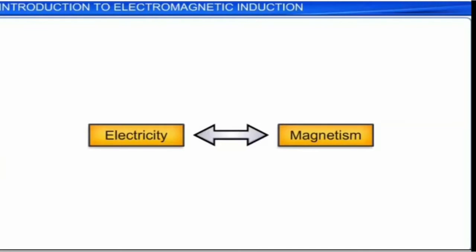We have already discussed the relation between electricity and magnetism. In the previous chapter we discussed current produces magnetism or magnetic field. Around a current carrying conductor we have evidences of magnetic field.